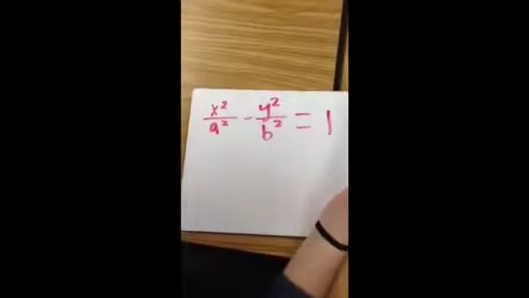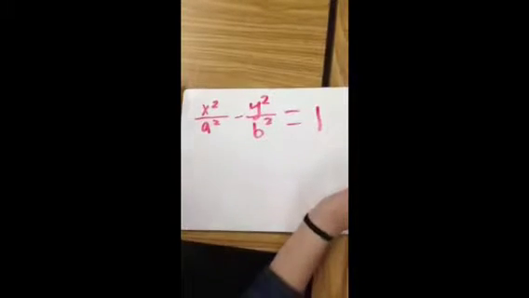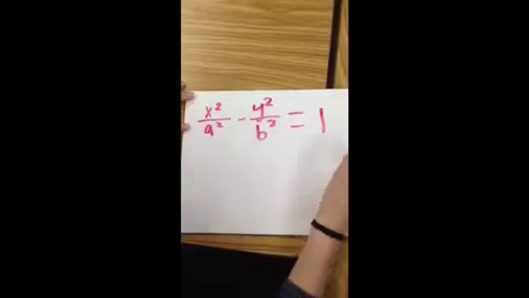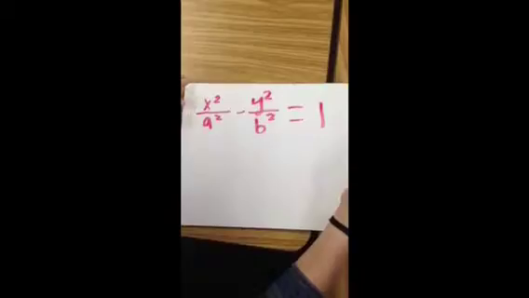The standard equation of a left and right hyperbola is x squared over a squared minus y squared over b squared equals 1.